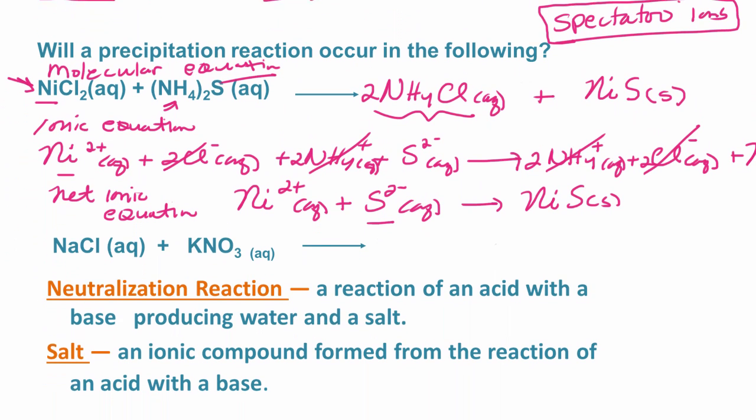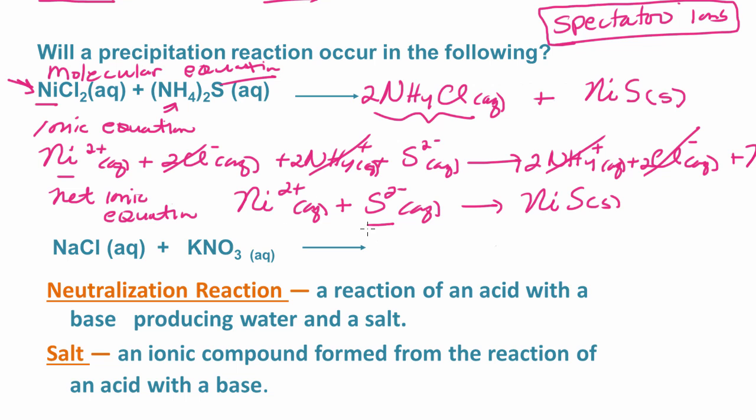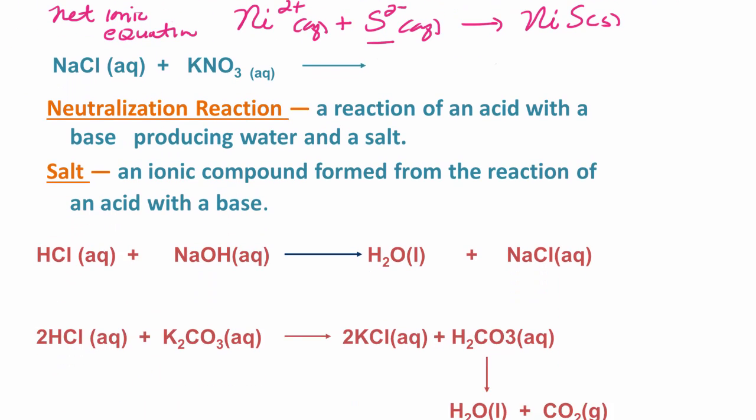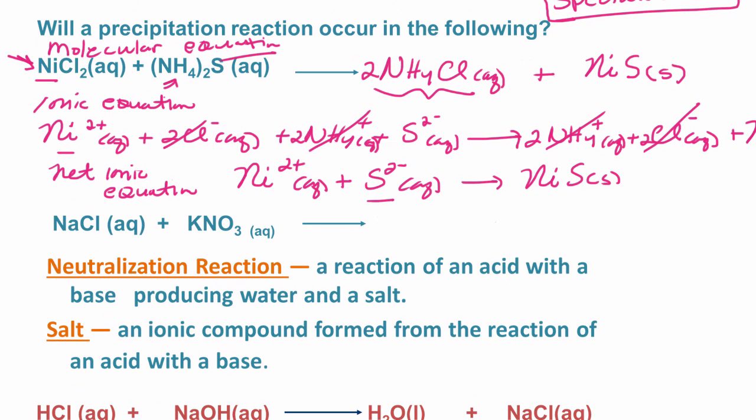So let's take a look at this one. Here we have sodium chloride and potassium nitrate. So let's go ahead and write the products for this. Again, I'm going to replace the sodium here with the potassium. So I'm going to end up with potassium chloride. And I'm going to replace the potassium with the sodium. And I'm going to end up with sodium nitrate. We go to our solubility rules. Is potassium chloride soluble? Yes. Is sodium nitrate soluble? Yes.